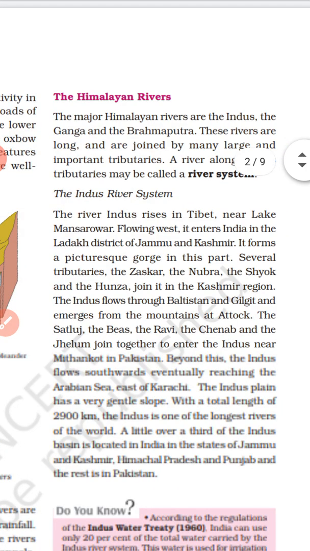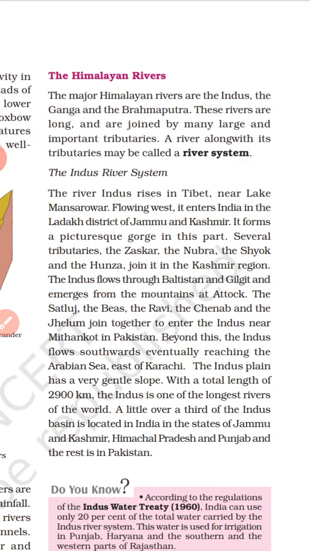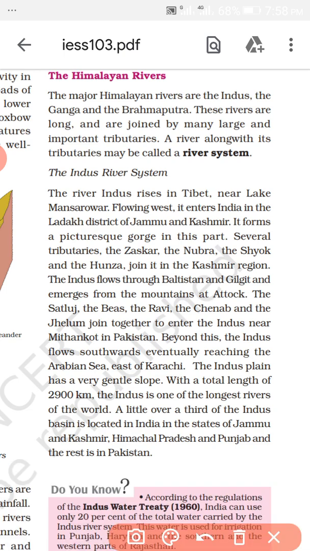One by one we have to discuss the Himalayan rivers. The major Himalayan rivers are the river Indus, the river Ganga and the river Brahmaputra. These rivers are joined by many large, important rivers called tributaries. A river along with its tributaries is called a river system. So what is a river system? You can easily understand.